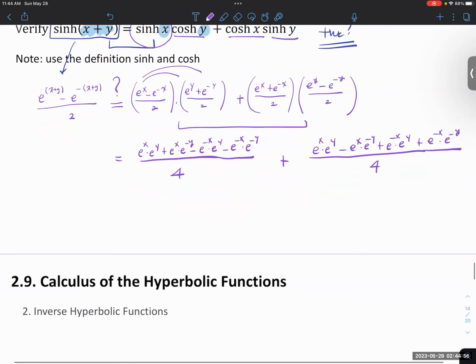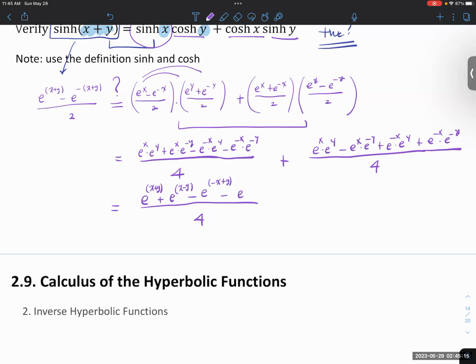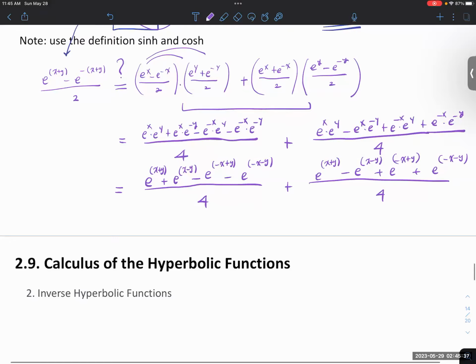So let's simplify as much as we can. So what happened? This is the same base. I can add them up. We have e to the x minus y, minus e to the negative x plus y, minus e to the negative x and negative y, plus 4 e to the x plus y, e to the x minus y, e to the negative x plus y, plus e to the negative x negative y. So we are adding all of them. So make a space.